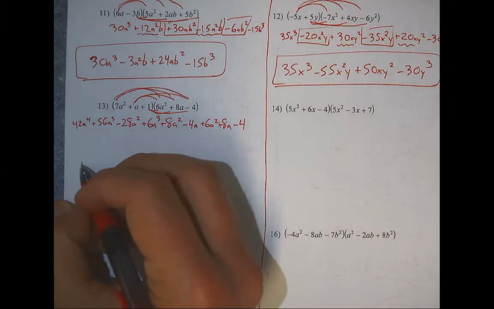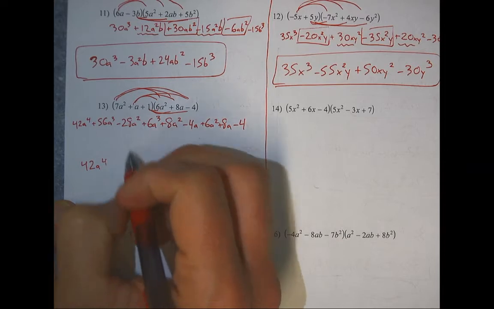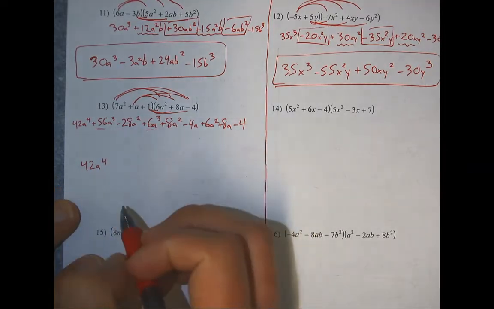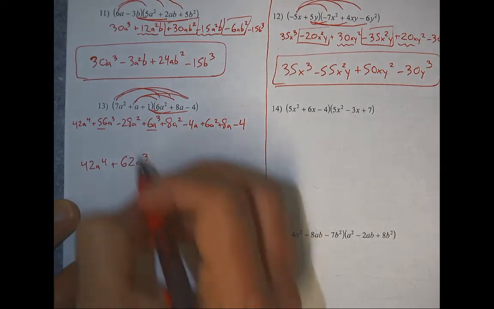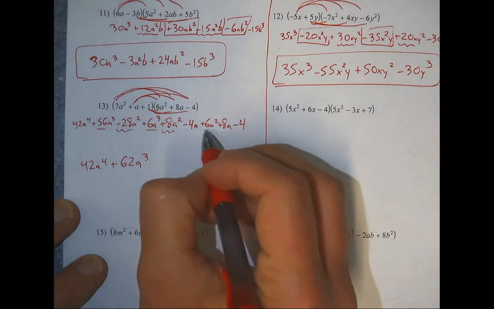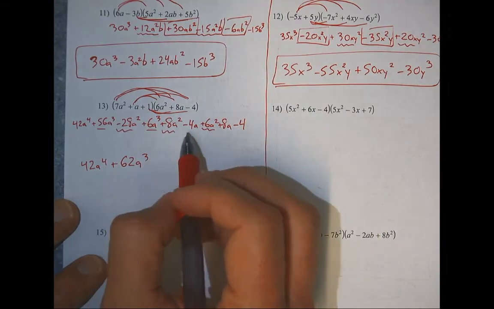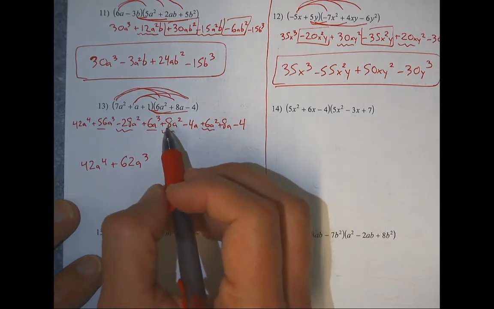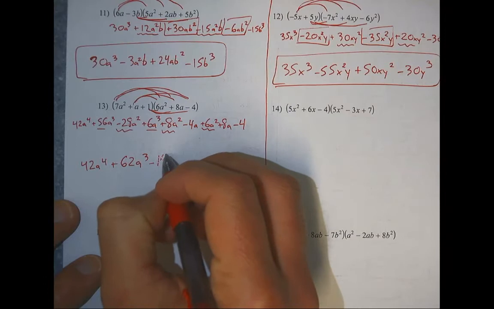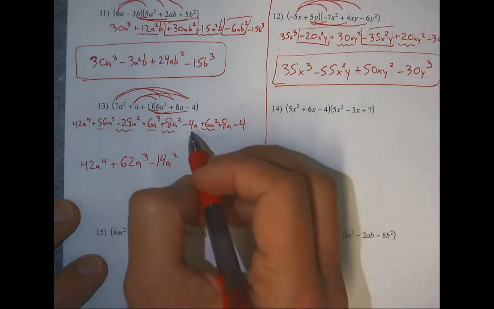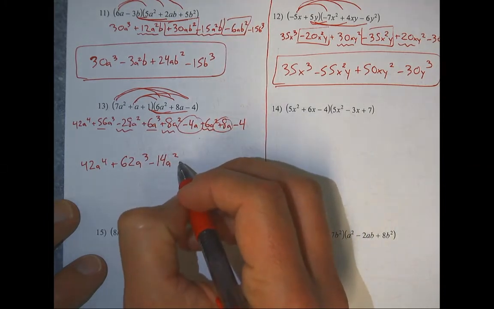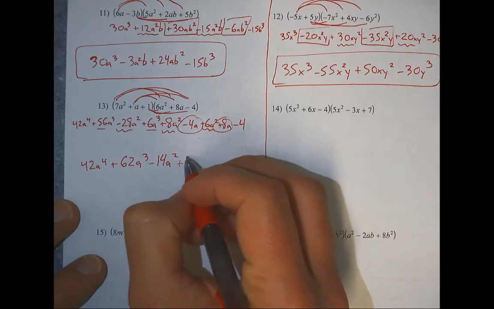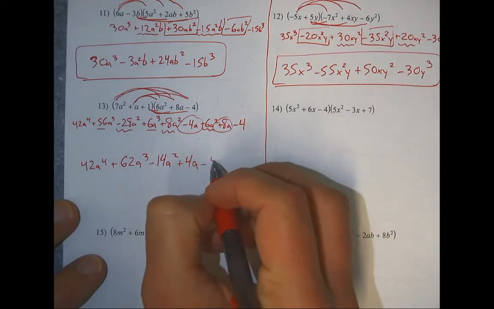This is the only one to the 4th. I got a third here. And I got a third here. So together that's 62a to the 3rd. I got a second here, a second here, and a second here. So here's where we got to be careful. So that's 14, and when you add 14 to negative 28, it's negative 14. I have a negative 4a and a positive 8a. So that would be positive 4a, and then a minus 4 tags on the end.